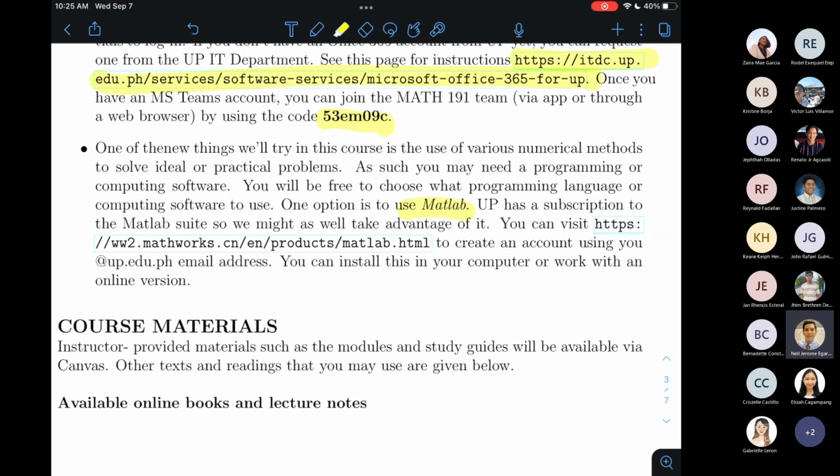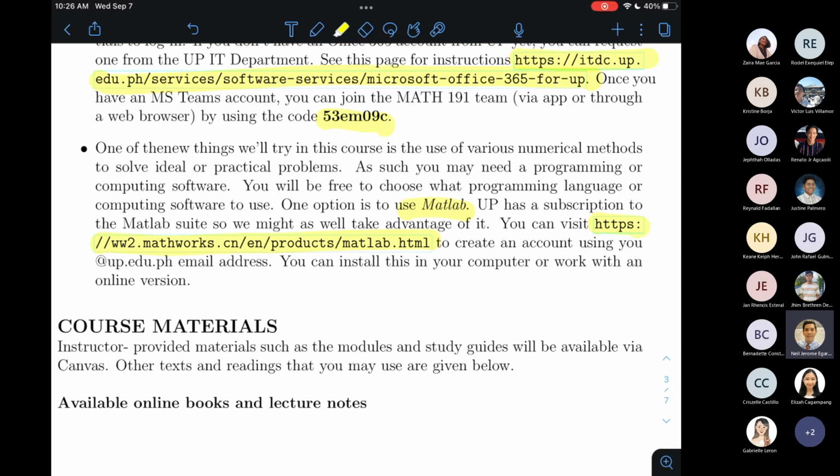So MATLAB is a programming language. It's a very powerful tool. The nice thing is libre siya. Actually, hindi siya libre. Mahal actually ang license ng MATLAB. Pero para sa ating mga taga-UP, we are given a license by the UP subscription. So punta lang kayo sa website na to. All right. And then create an account using your UP email. So UP email lang yung kailangan nyo dito. So download it. I think there's a question here.